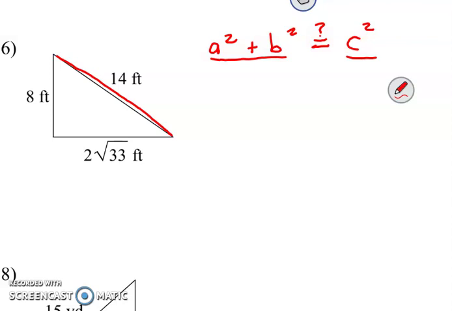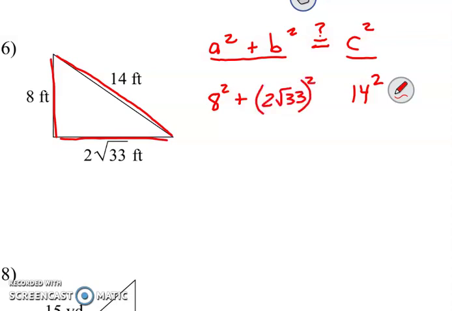We'll plug that in for C and call that 14, and we have to square it. I'll call this side A, so that's 8, and I've got to square that. And then this last side, 2 times the square root of 33, will be our side B, and we have to square that. And again, if this is a right triangle, these are going to equal one another, but they might not. And if they don't, then it's going to have to either be acute if the left side's larger or obtuse if the right side's larger. Okay, so let's do the math with all of this.